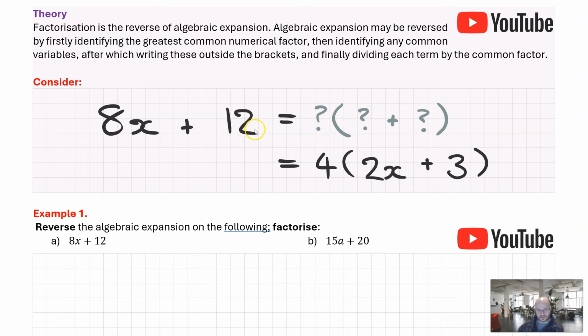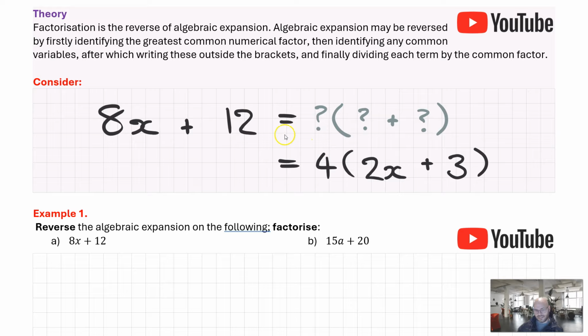Consider 8x plus 12. If we wanted to reverse the expansion on this expression over here, we can factorise. Factorise being turning this into something with brackets as shown over here. We have a product, and then inside the bracket we have an expression. If we expand this expression out, we get the expanded form on the left. If we factorise the expanded form on the left, we get the factorised form on the right.